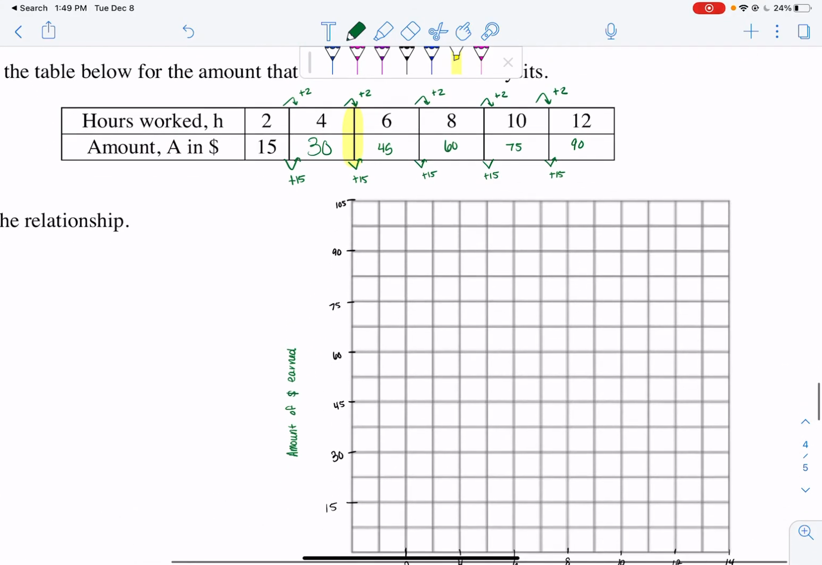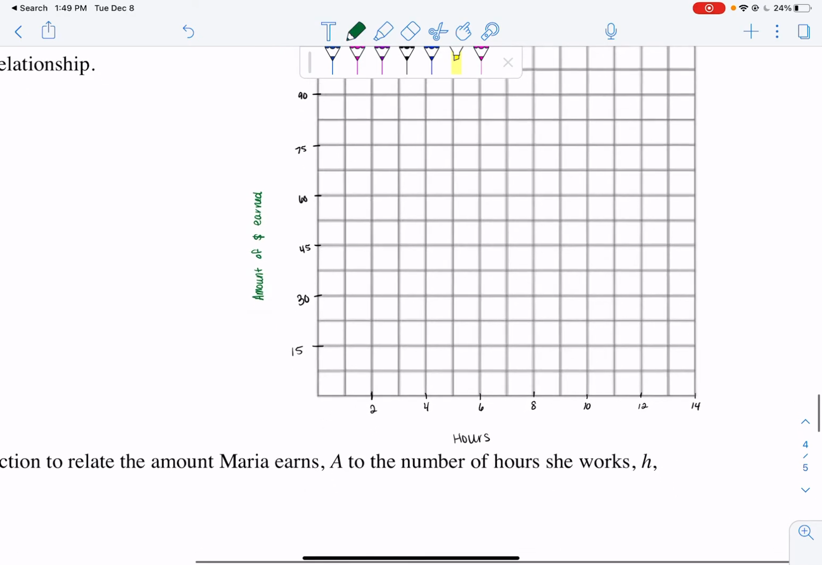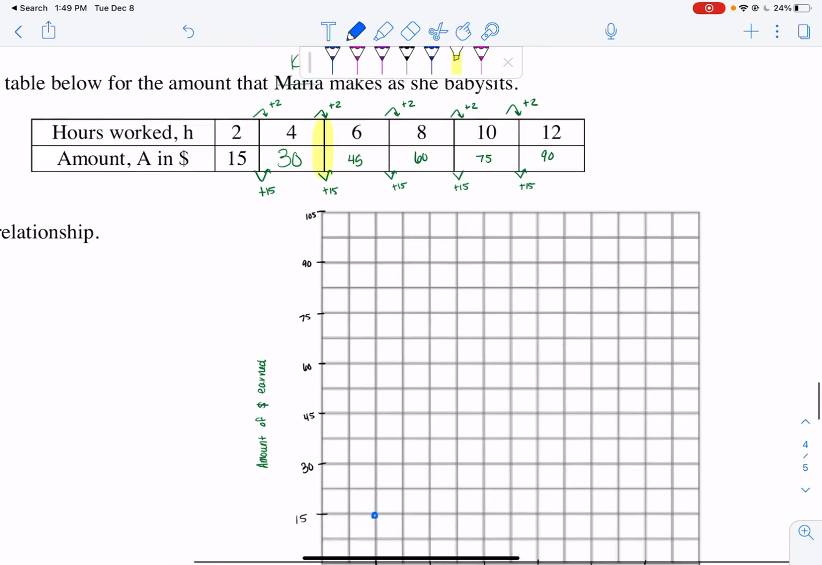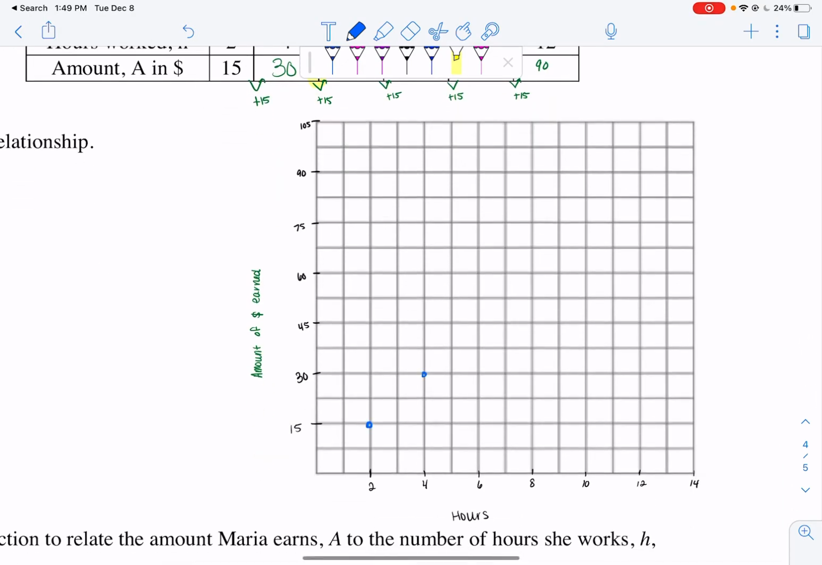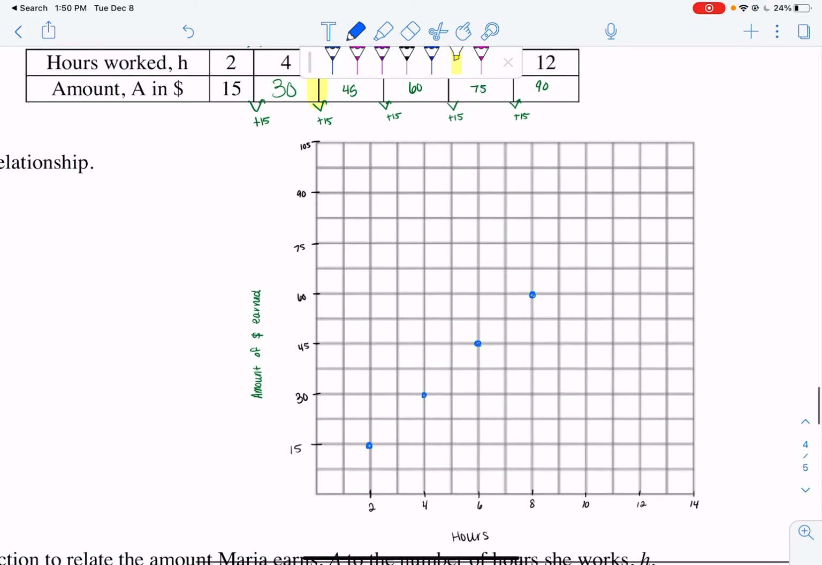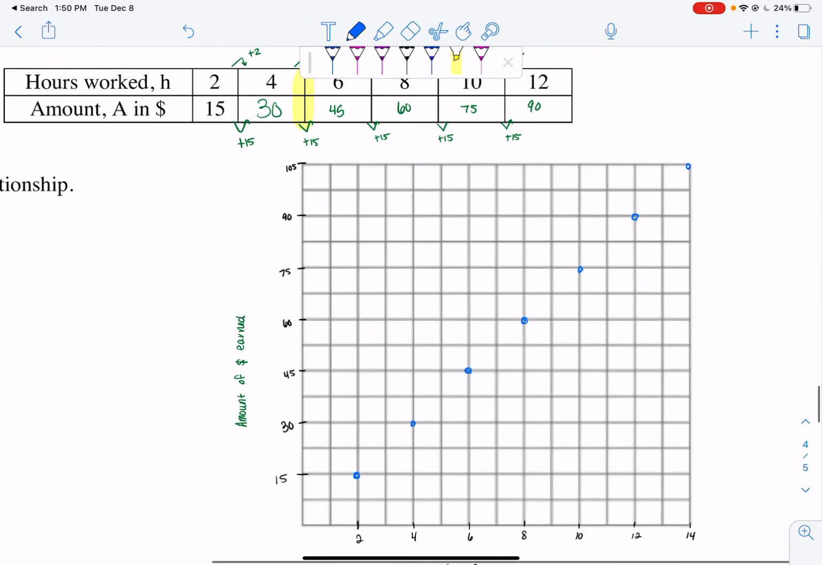And if we look at the point 2, I get 15. So I'm going to plot that as a point, so (2, 15). I also get (4, 30), (6, 45), (8, 60), (10, 75), and (12, 90). I can also plot (14, 105), because I know that's going to be on my line also. And then I can just draw a line going through those points.